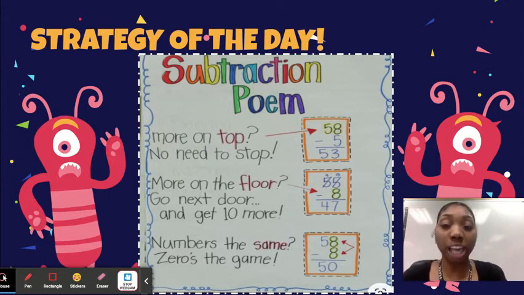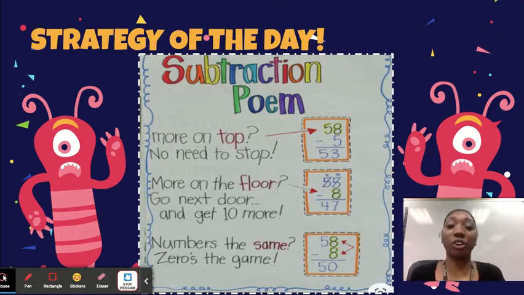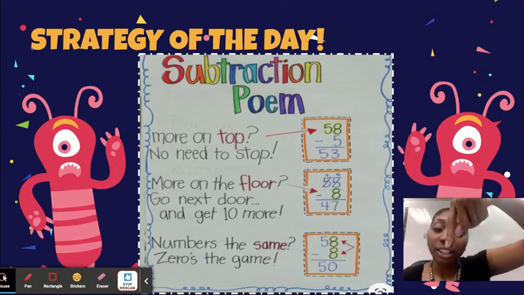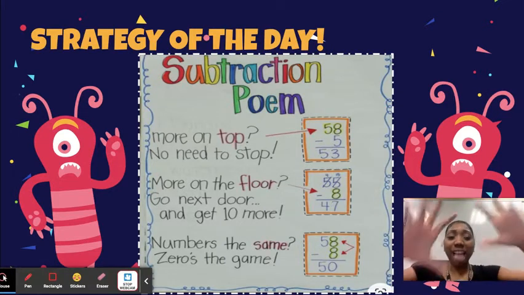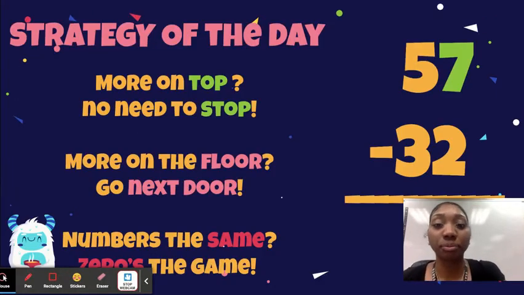So I want you to say it with me. Are you ready? I can't hear you. Are you ready? Okay, great. Here we go. More on the top, no need to stop. You got it. If there's more on the floor, then go next door and get 10 more. And if the number is the same, zero's the game. And this is a strategy that will help us when we are doing our subtraction.